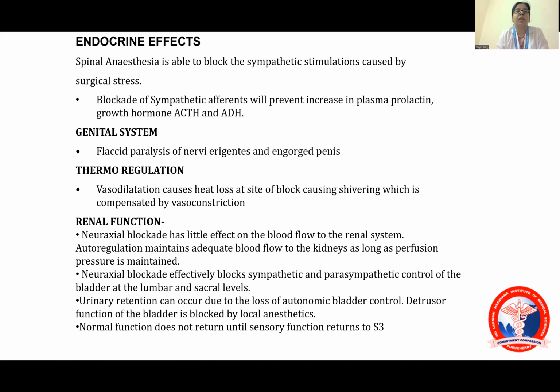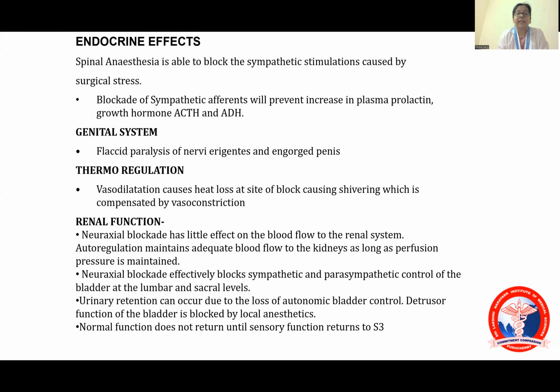What are the various endocrine effects of spinal anesthesia? Spinal anesthesia is able to block the sympathetic stimulations which are caused by surgical stress. So, blockage of these sympathetic afferents will prevent any increase in plasma prolactin levels, growth hormone, ACTH, ADH, which are basically stress hormones. In the genital system, there may be flaccid paralysis of nervi erigentes and engorged penis.